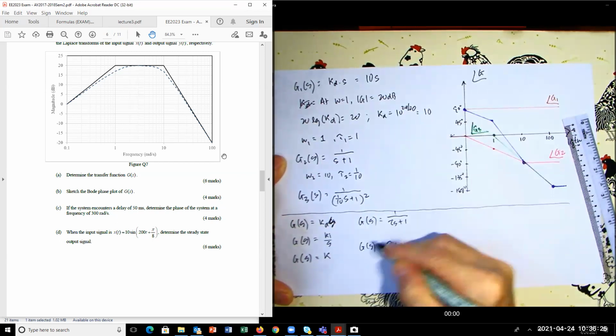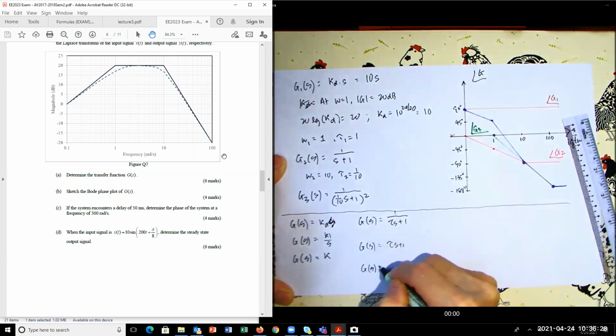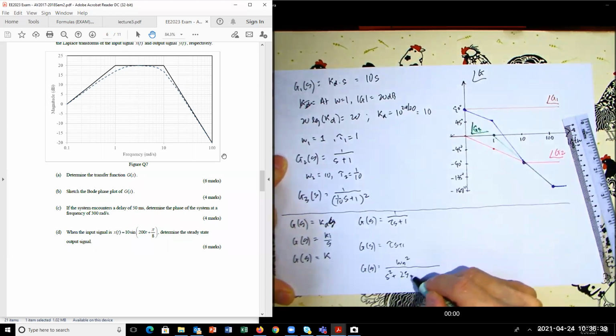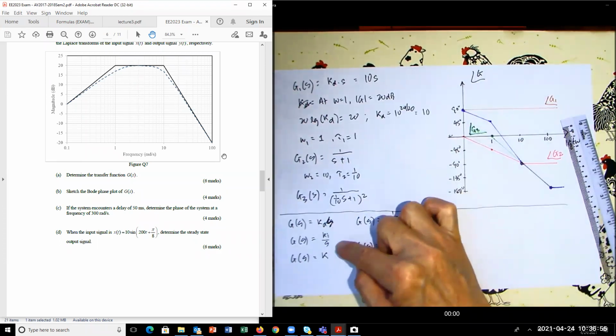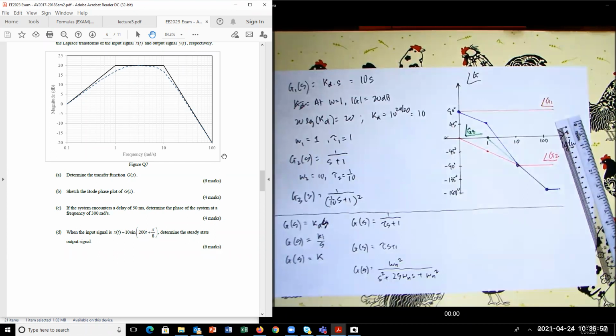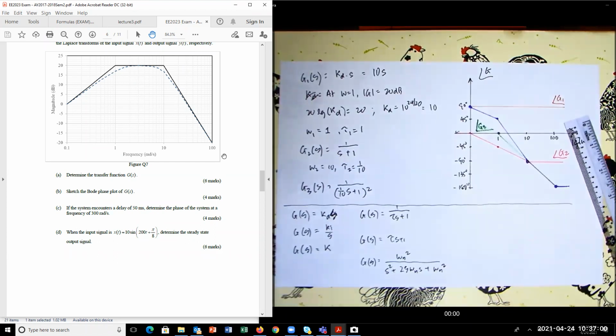And finally, the second order system, omega n squared over s squared plus 2 zeta omega n s plus omega n squared. Those are your 6 building blocks, all the ones that we have been using all along. Whenever you have a corner frequency, it tells you what these values are. In the case of a differentiator and an integrator, the value of K_D or K_I is found at omega equals 1. We are always using these 6.